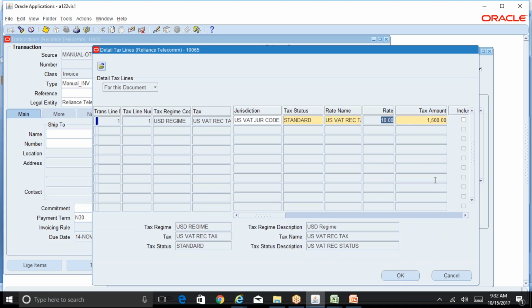Now you need to get into your rules and check: did the system really pick up the proper regime? Did the system really pick up the proper jurisdiction? Did the system really pick up the proper rate and percentage, and so on? That is what you need to do to debug.